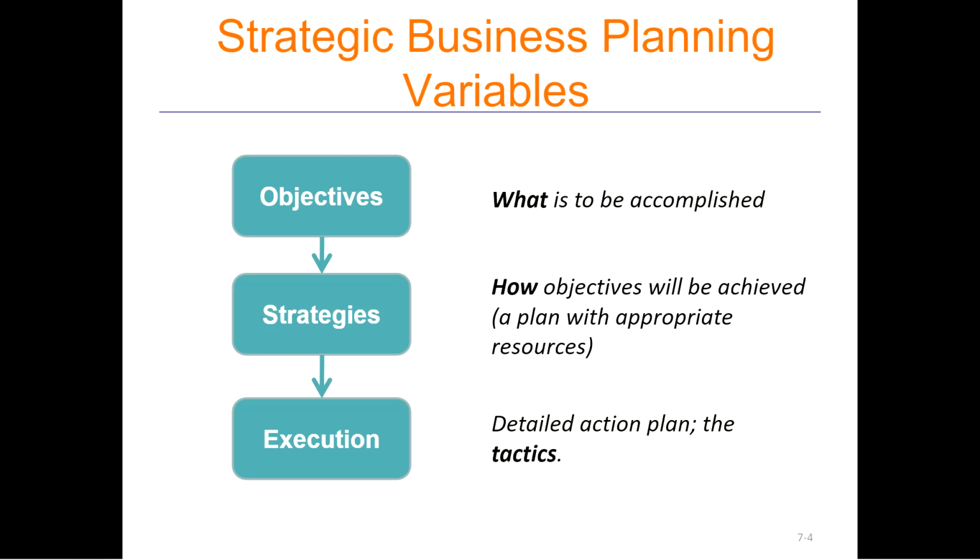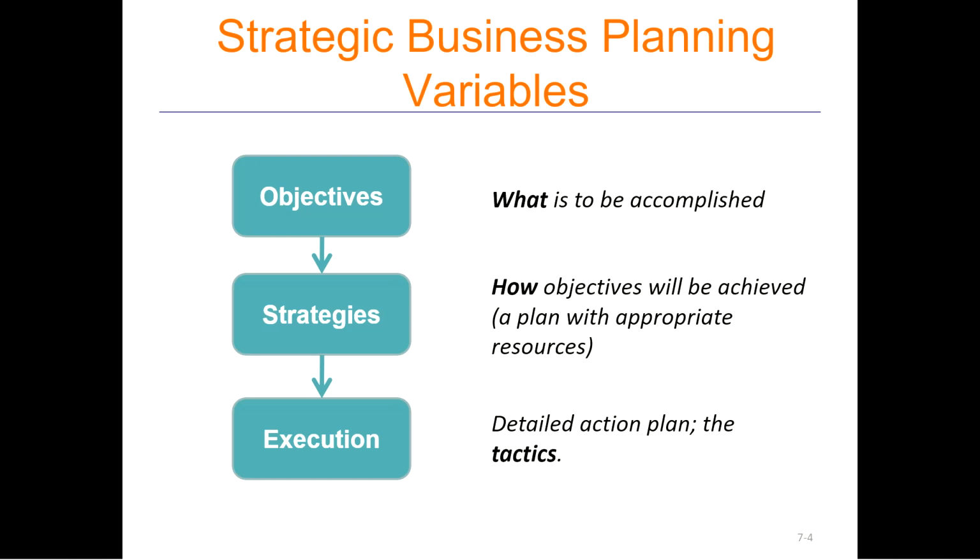If we look at strategic business planning variables, we have objectives, strategies, and execution. Objectives are what is to be accomplished. Strategies are how objectives will be achieved, and execution is the detailed action plan and the tactics that are going to be used. So making decisions about these three variables is what corporate plans and functional plans in an organization formulate, by clearly identifying these objectives, strategies, and execution details.